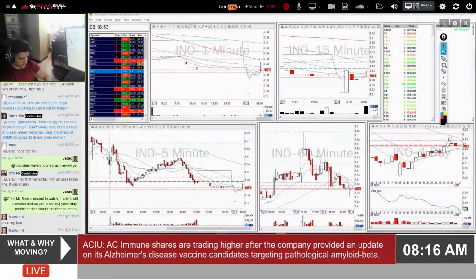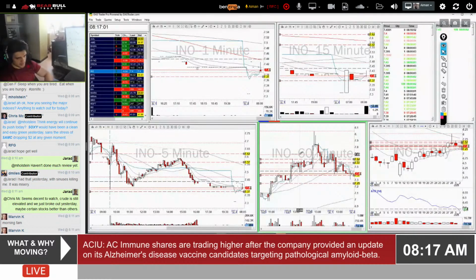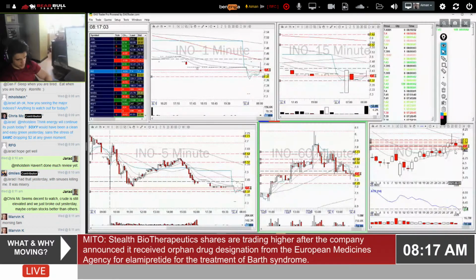INO. Same thing on INO. It's not so clean, not to the short and not to the long. Look at this. Below, a lot of levels. Ahead of us, also a lot of levels. Daily chart stuck between moving averages. Pass on it.